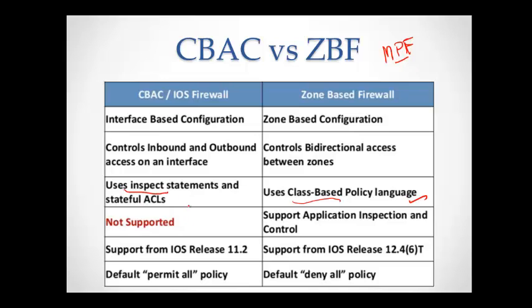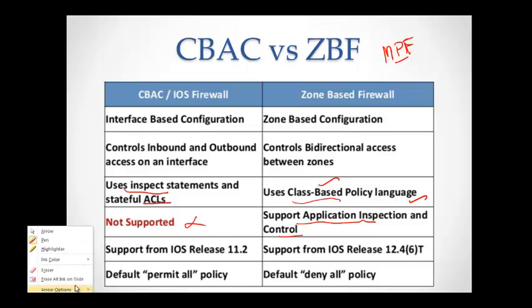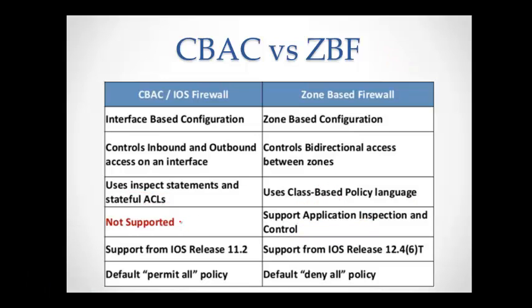So we will use the modular approach. We will not use the inspect command under the global mode or the ACL. Instead, you will use a class map. Now this supports even layer 7 inspection. CBAC supports it, but not to the zone-based extent. In CBAC also we saw that it supports a lot of layer 7, but not to the extent of what zone-based can do. So here it is written as not supported. Fine, but CBAC can also do to an extent.